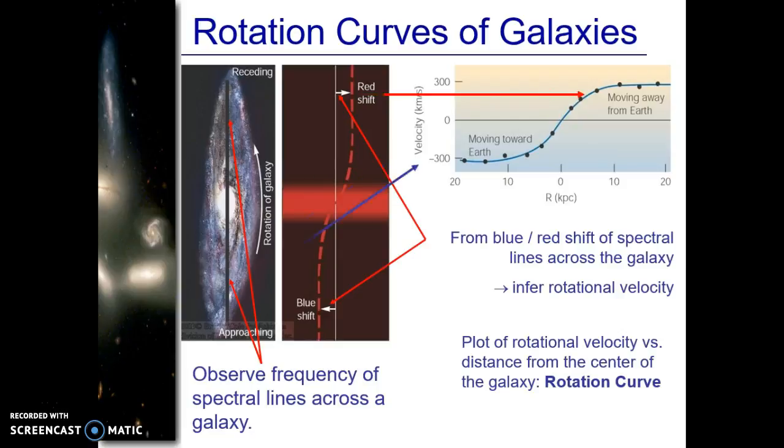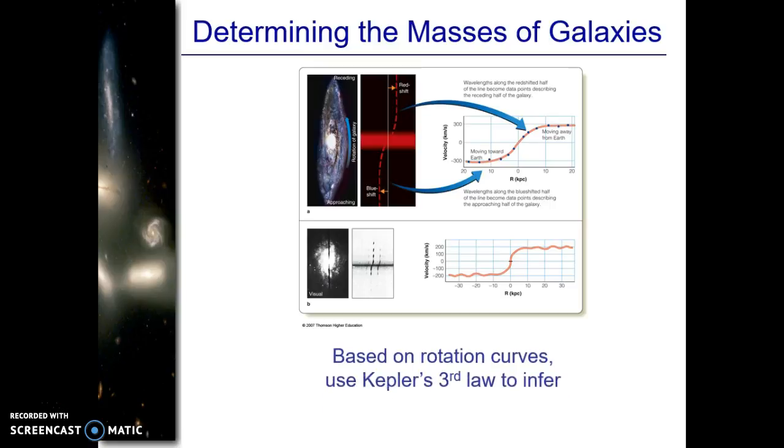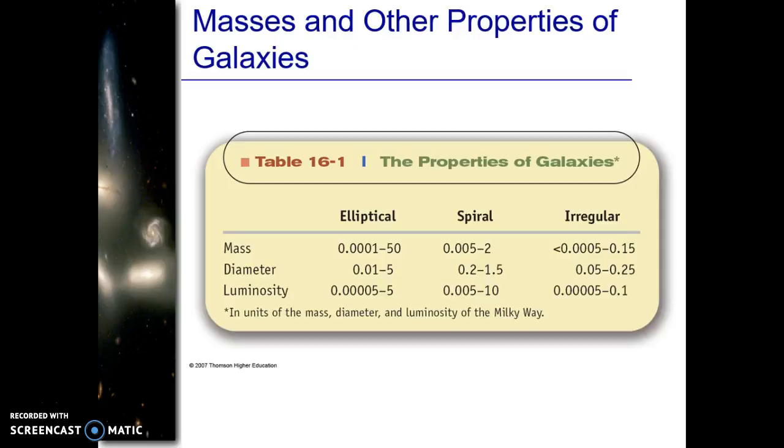The rotation curve can be used to measure the mass of a galaxy. Based on the rotation curve, this is the most accurate method. It's only applied to nearby galaxies, and we would use Kepler's third law to help us figure out the distance. Okay, not the distance, the masses. So we measure the rotational velocity due to the red and blue shifted lines, and we plot it to get our rotation curve.